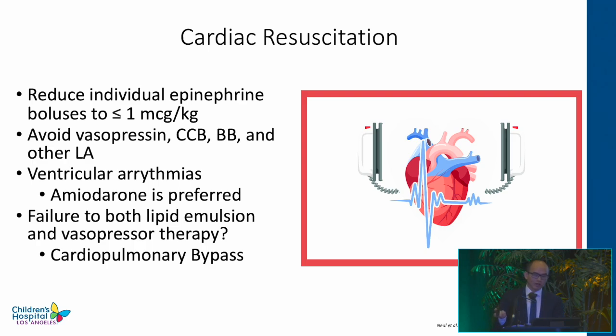Avoid any nodal blocking agent like calcium channel blockers, beta blockers, and other local anesthetics. So do not give any more local anesthetic. I know that in ACLS we recommend procainamide and lidocaine for arrhythmias, but do not give them because they are amino-amide local anesthetics. Amiodarone is the go-to drug for any arrhythmias. For patients who fail both vasopressor and lipid emulsion therapy, bypass is the next step, so try to notify them as early as possible.